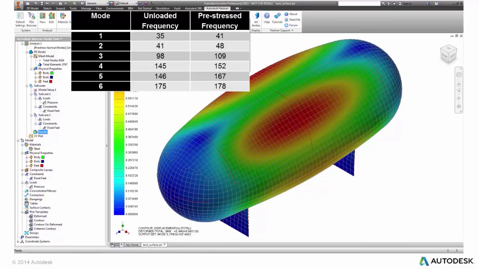Autodesk Nastran In-CAD enables engineers to examine increased tension levels that impact the operational stiffness and dramatically increase the natural frequency of their design.